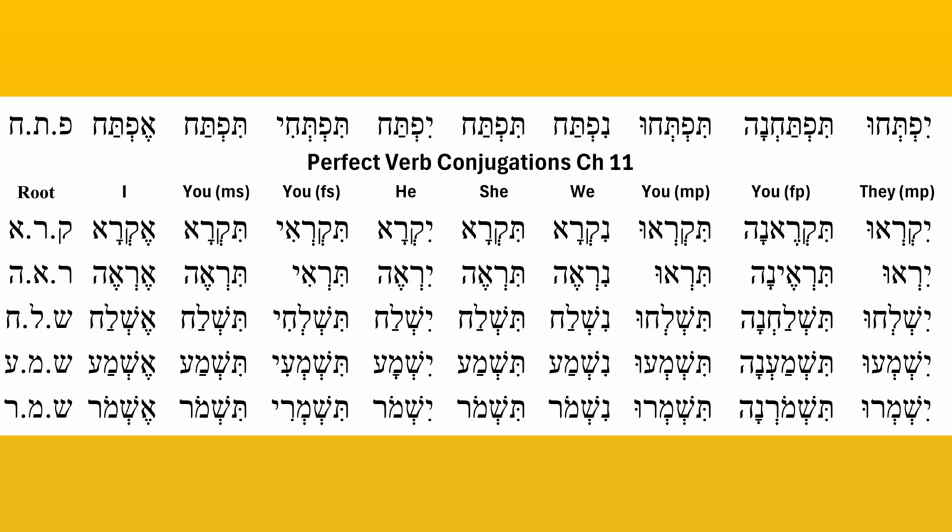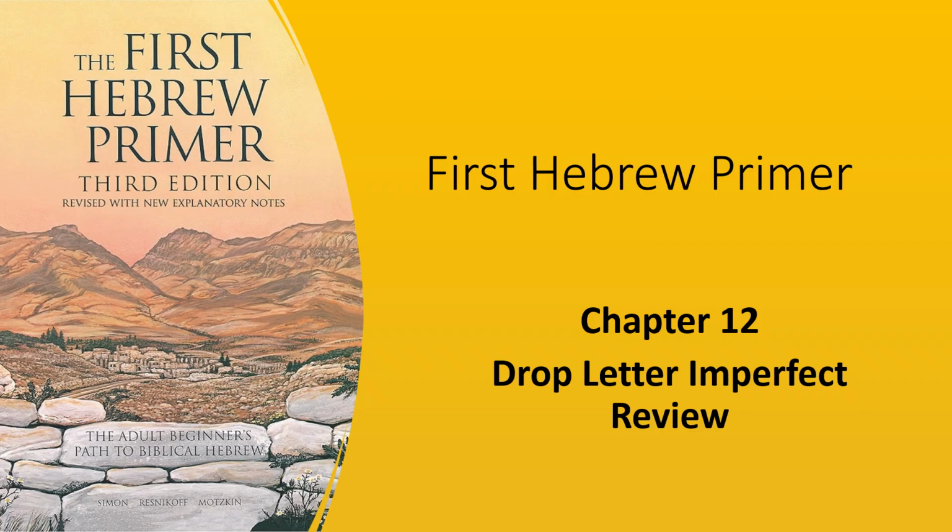Okay? So that's a look at drop letter imperfects. We covered that in both Chapter 11 and Chapter 12. We'll start exercises for Chapter 12 in the next class, and then Tall Tales and the Sefer Ruth in the third class of Chapter 12. So all of that coming up, which will give you plenty of practice.